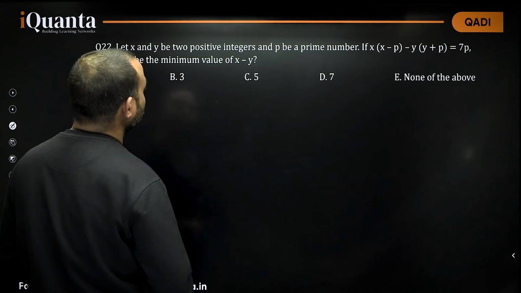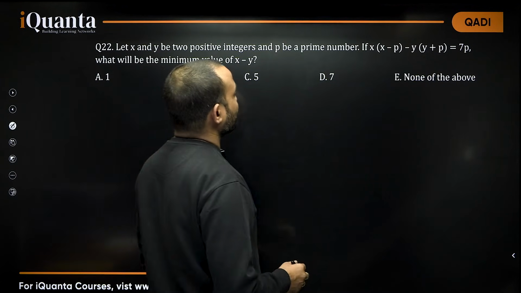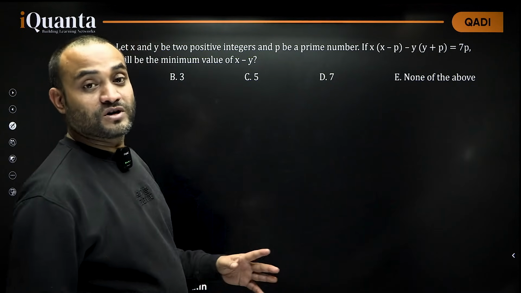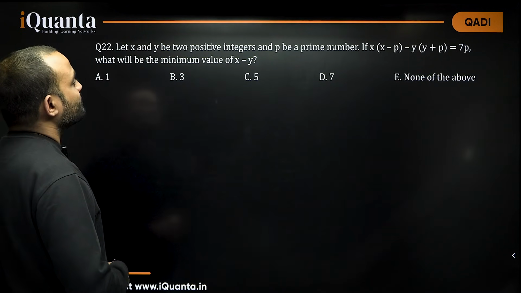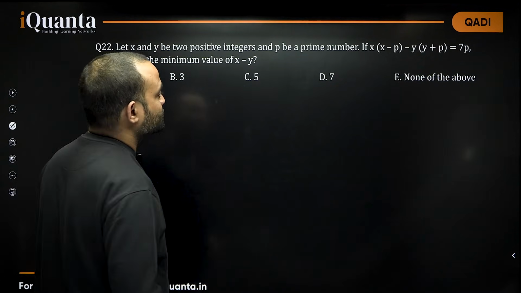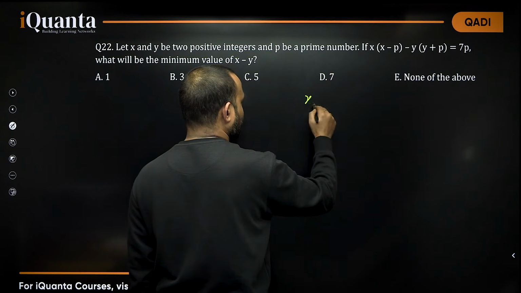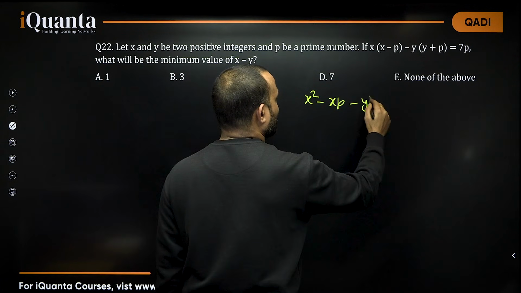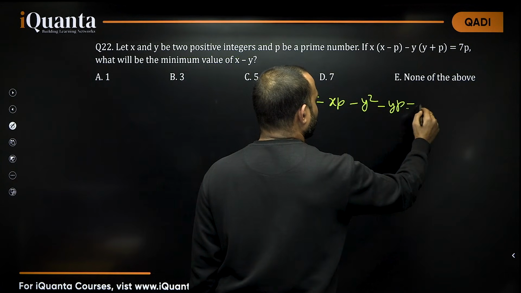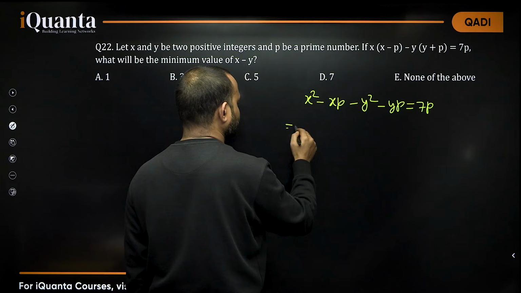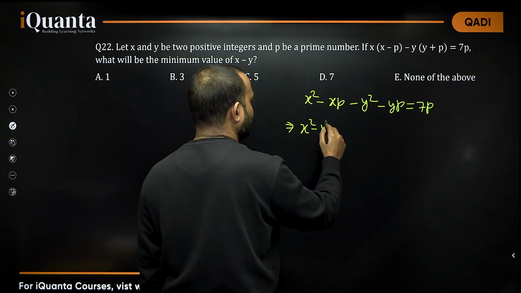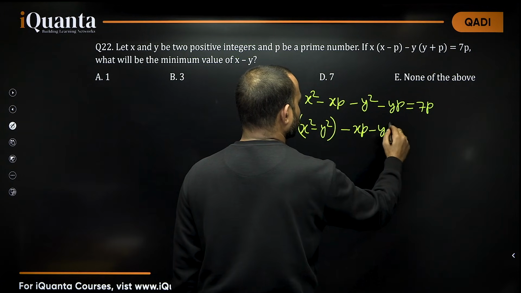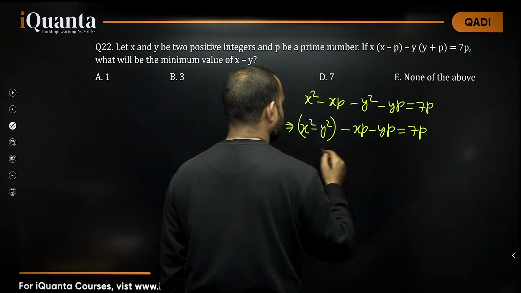Let X and Y be two positive integers and P be a prime number. If X into X minus P minus Y into Y plus P is equal to 7P, what will be the minimum value of X minus Y? So if I expand this expression, I can write it X square minus XP minus Y square minus YP is equal to 7P. Now I can write X square minus Y square minus XP minus YP is equal to 7P.